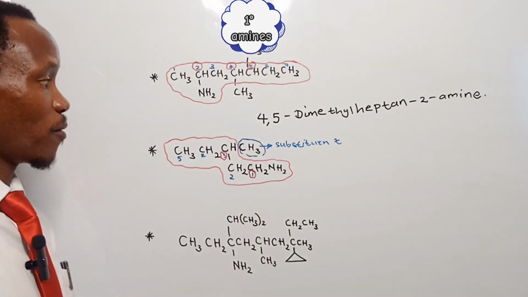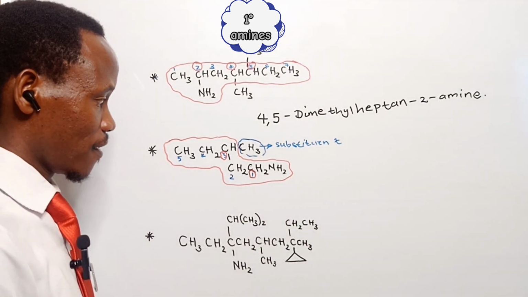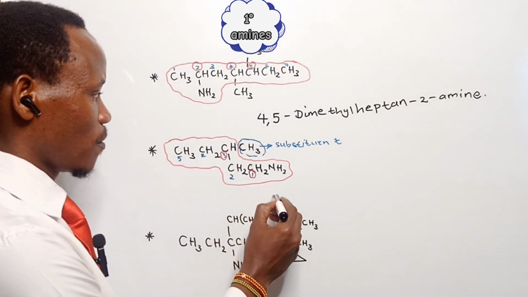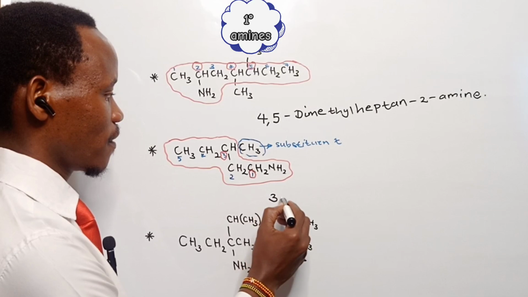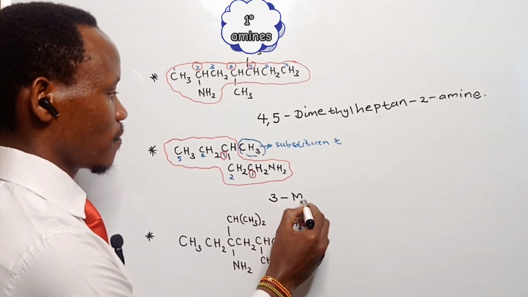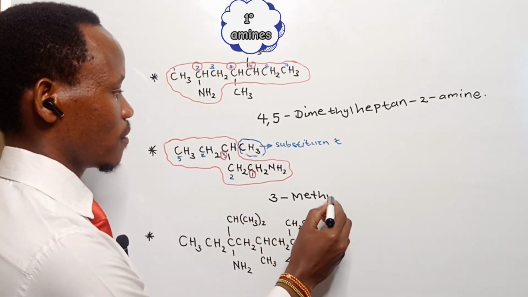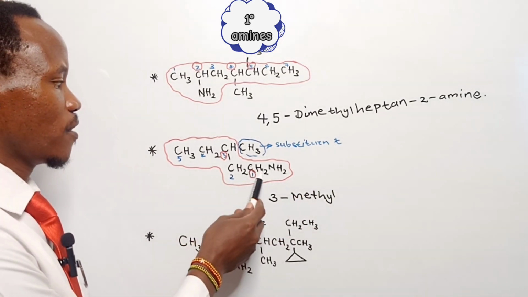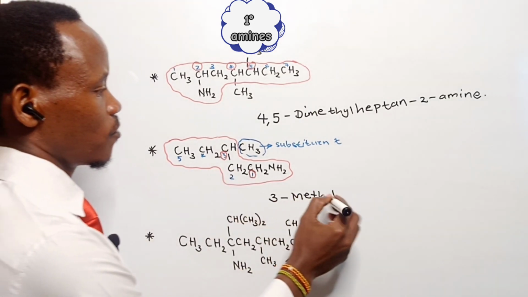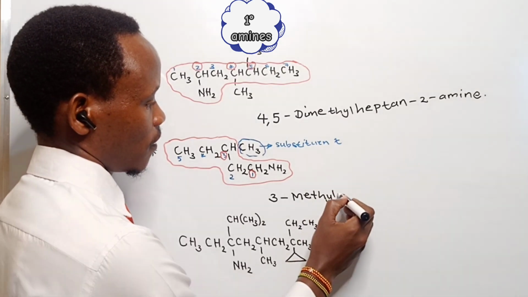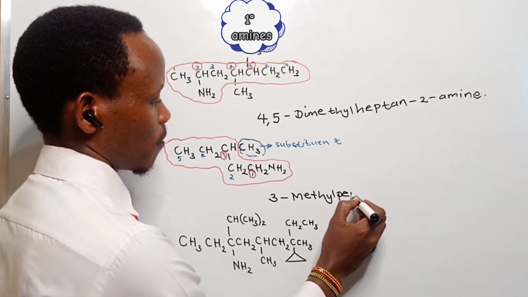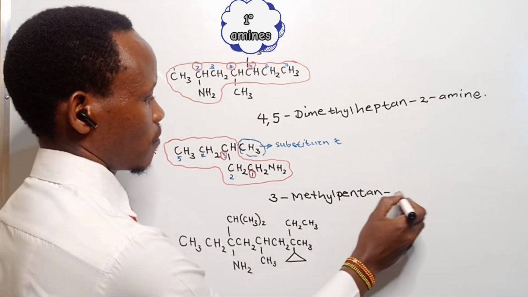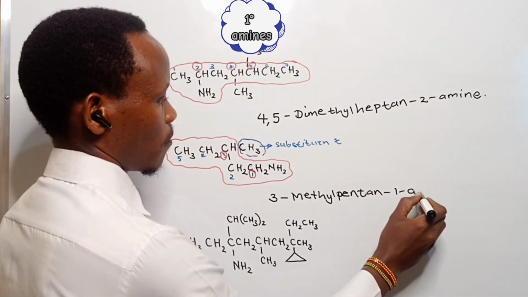So after obtaining the facts, now we can write the name by starting with the name of the substituent. So on position 3, we have our methyl substituent, then followed by the parent name. What is the parent name? The parent name is to deal with 5 carbons. So from our previous guideline, this becomes pentane, and then on position 1, we have our amino group.